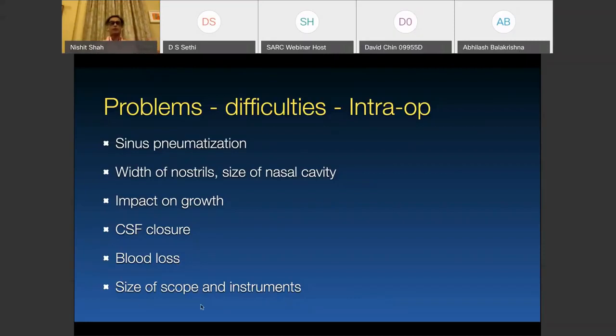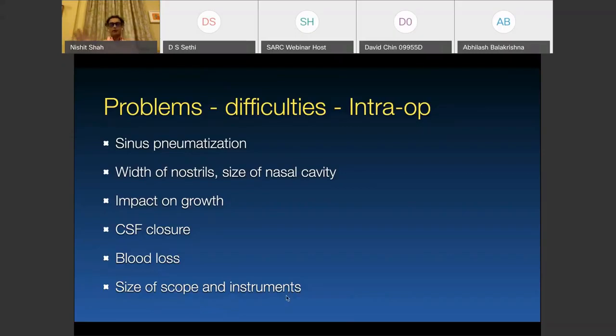Size of scope and instruments will vary. We tend to use the pediatric endoscope, which is a 2.7 mm scope in most of the cases, especially below 3 years. An option is to use the otoendoscope, which is about 3 millimeters, but it's shorter in length. And sometimes that might actually make it more comfortable to sit and work with. Again, below 2 years of age, I would say that we tend to use tympanoplasty instruments or very small instruments because of the space.